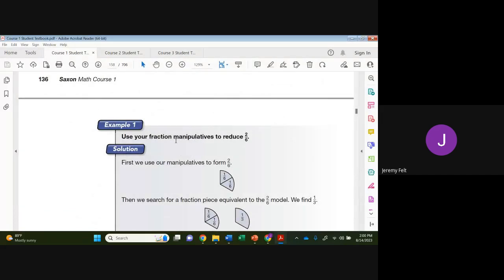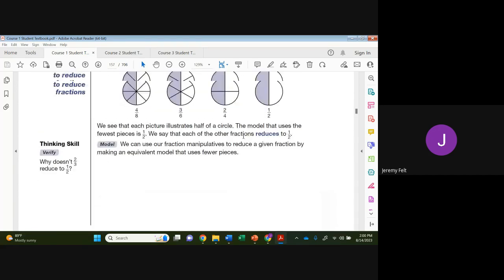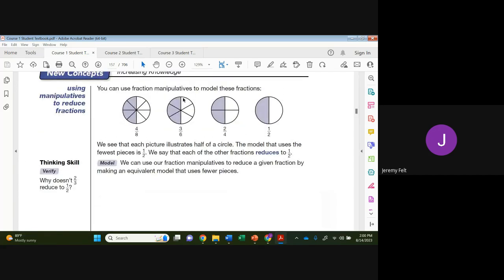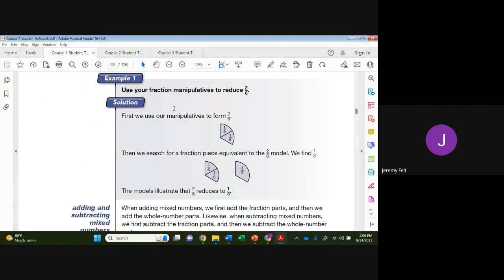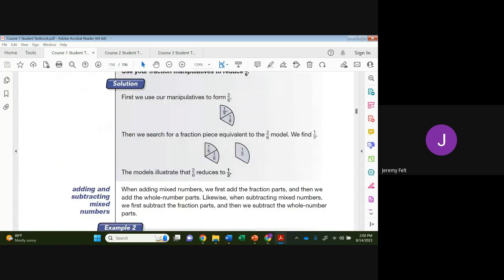So again, you can use a manipulative to reduce 2/6. We look back up at the one where the circle is divided into 6 equal sectors. 2 of the 6, how much of your circle is shaded? We look at that, and 2/6 would be 1/3 of our circle.